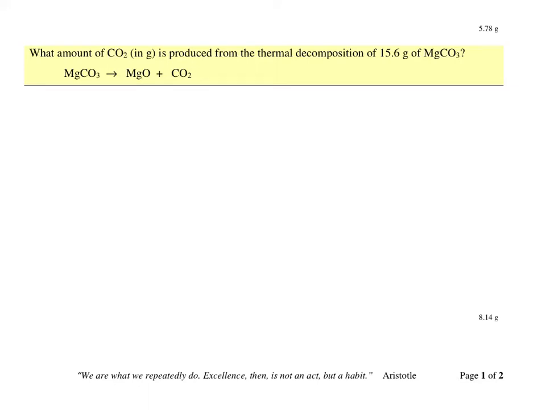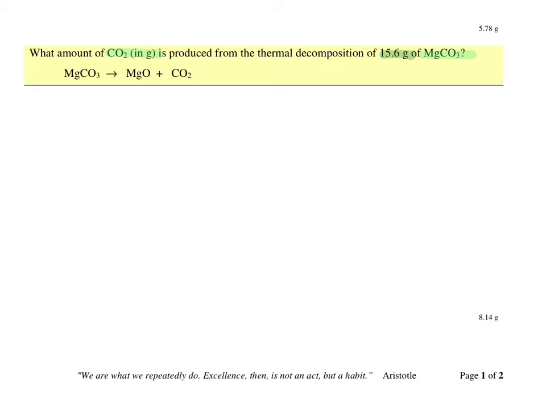Here's a stoichiometry problem where we're asked to relate carbon dioxide to magnesium carbonate. We're given a balanced chemical equation, and what makes this especially easy is this is a 1:1:1 mole ratio. Now the amount of reagent that we're given is in grams, and we know to compare one chemical to another it must be done mole to mole, so we're going to have to do an initial conversion.